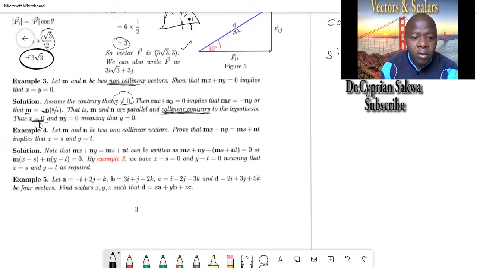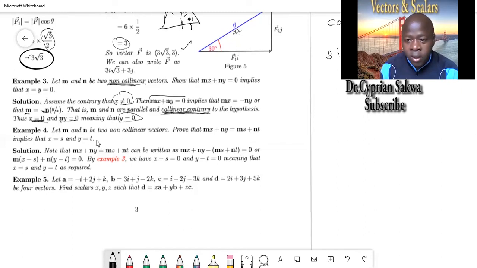So if x equals 0, we come back to this equation here. When x equals 0, this part will be 0, so you're left with ny equals 0. If ny equals 0, dividing both sides by n, you discover that y will also be 0. And therefore you'll have shown that mx plus ny equals 0 will imply that x is equal to 0 and y will also be equal to 0.